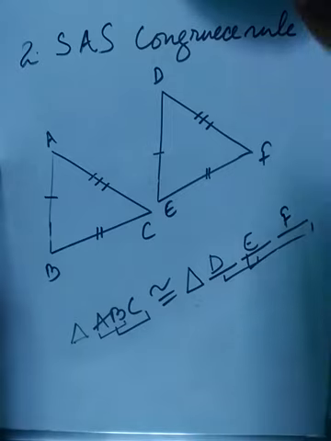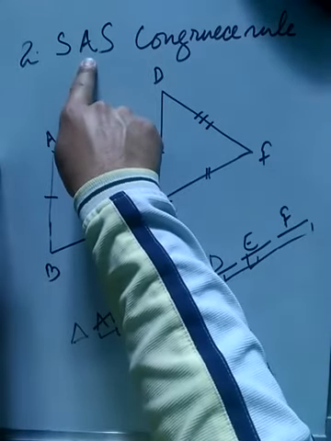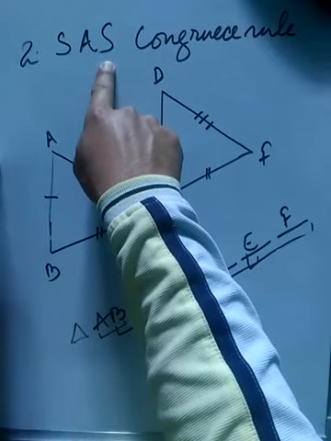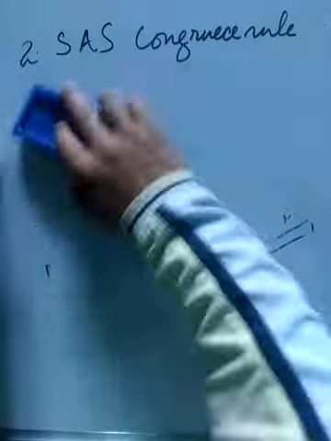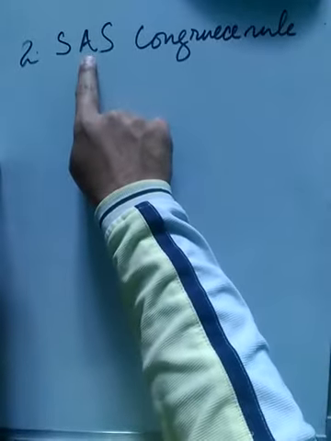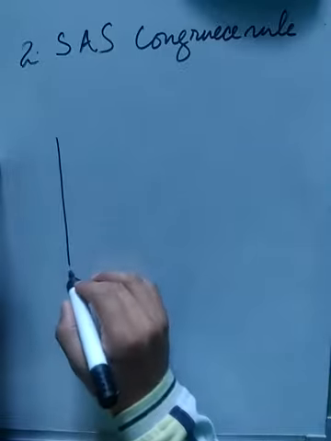side angle side congruency rule. S stands for side, A stands for angle, and S stands again for side. But this is very important. Is this any angle of the triangle? No. There is a particular angle. We call it the included angle. So let me tell you what that is first.